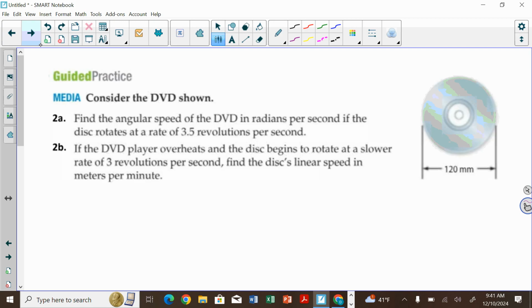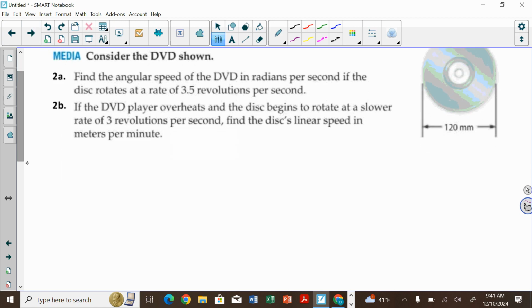First one, we've got this DVD over here. Find the angular speed of the DVD in radians per second if the disk rotates at a rate of 3.5 revolutions per second. So again, for part A, what I'm finding is angular speed. So omega equals theta over time. My angle of rotation is my theta. It's 3.5 revolutions per second. And remember, each revolution, each rotation is 2 pi. So that's going to be 7 pi.